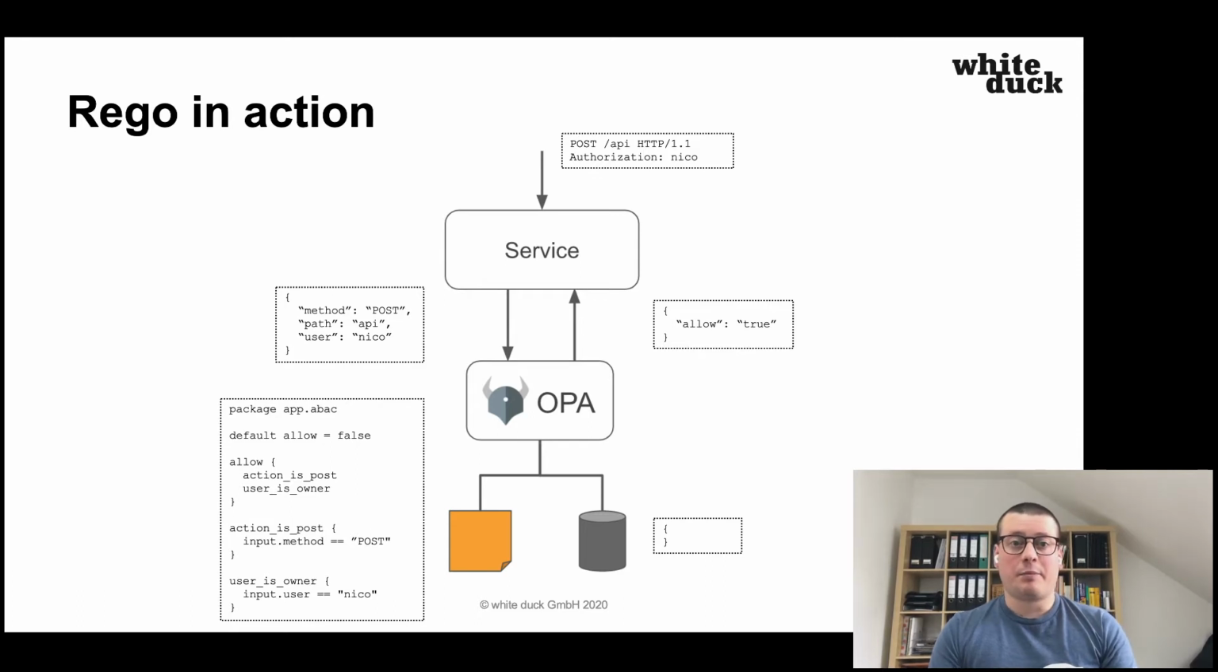So finally, the big picture once again: we have our request, our POST request, we have our input data, and now we also have our policy definition in place. Once again, the default action is false, and then we allow based on if it's a POST command and if the user is the owner, in this case hard-coded Nico. We do not need any further input data, and then OPA will allow the request because it's a POST and the user is Nico.